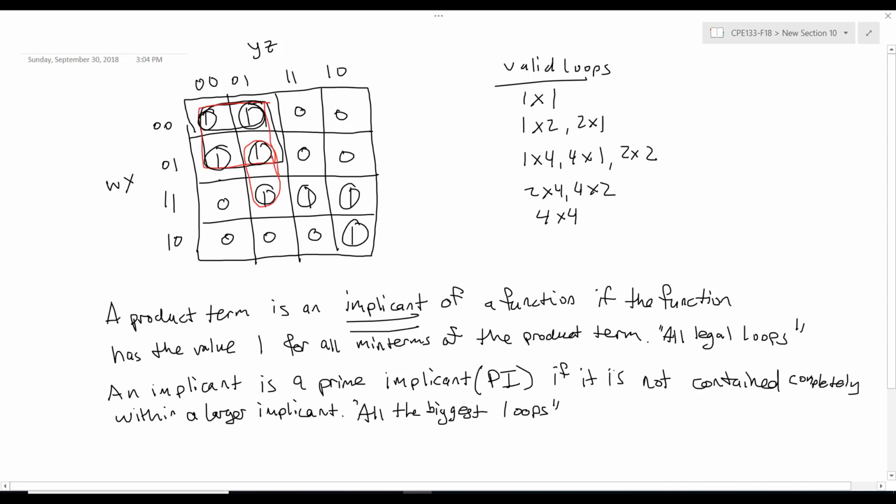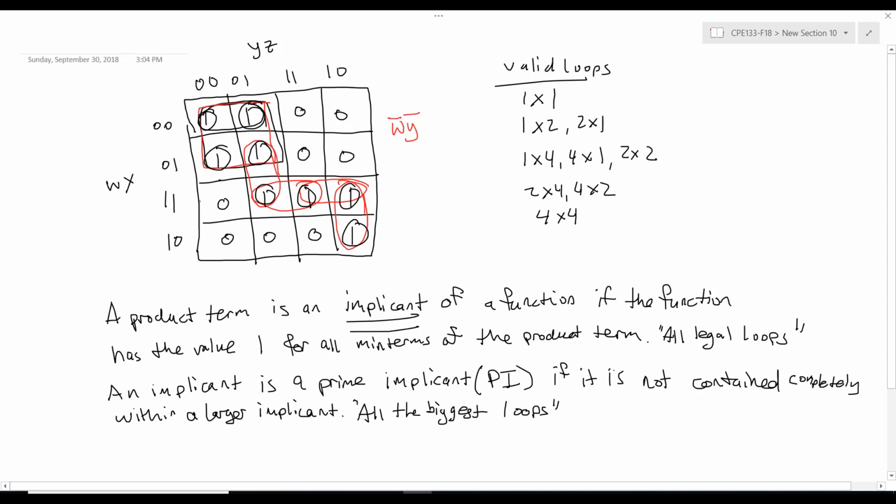This 2 by 1 is a prime implicant. This 2 by 1 is a prime implicant. This 2 by 1 and this 2 by 1. And to read off the expressions for these, this 2 by 2 is the product term when W is 0 and Y is 0.